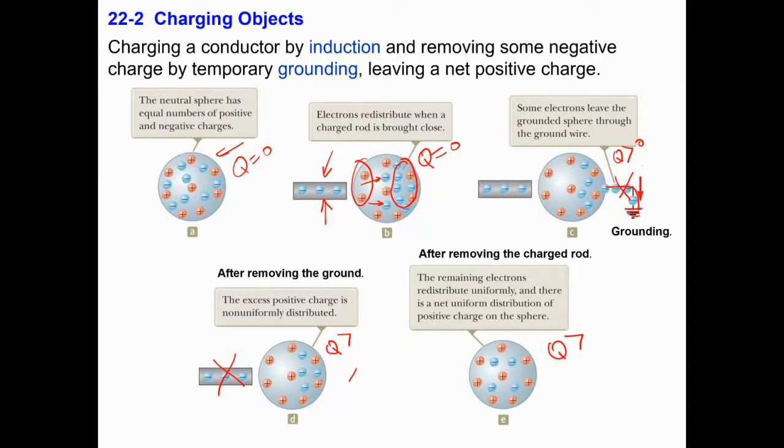So here we basically did two tricks. One is charging by induction, or charge redistribution by induction. Then we touched one side to ground to remove the negative charges. Then we removed the ground and the charged insulator, and we end up with a positively charged conductor. So here we are combining both charge redistribution by induction and also removing charge by grounding, and we end up with the positively charged conductor.